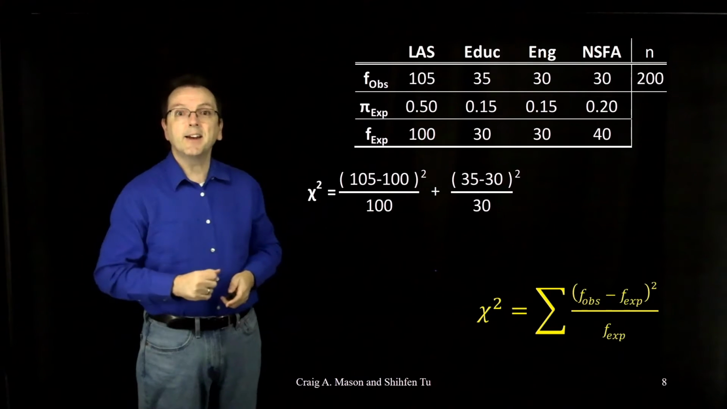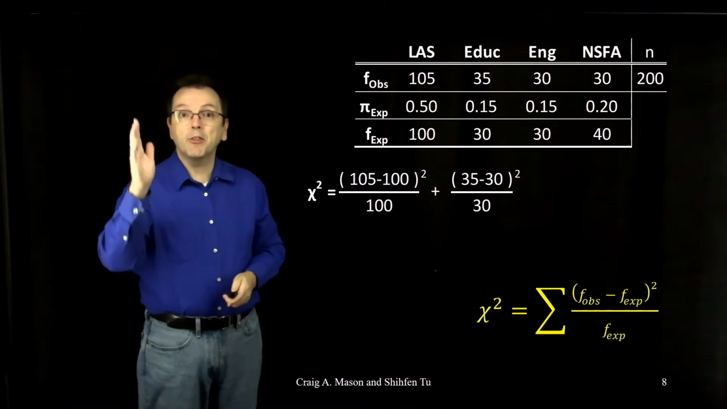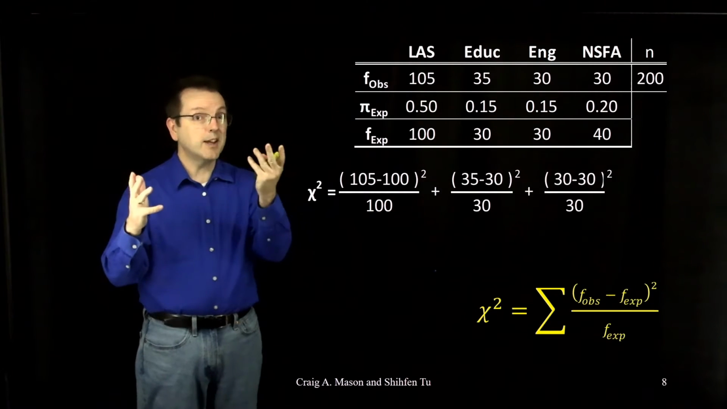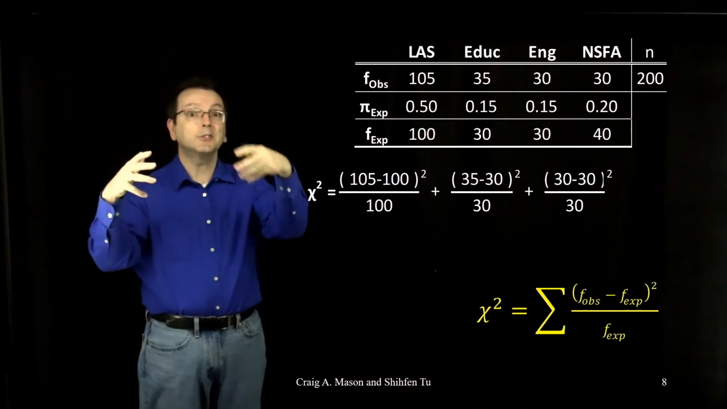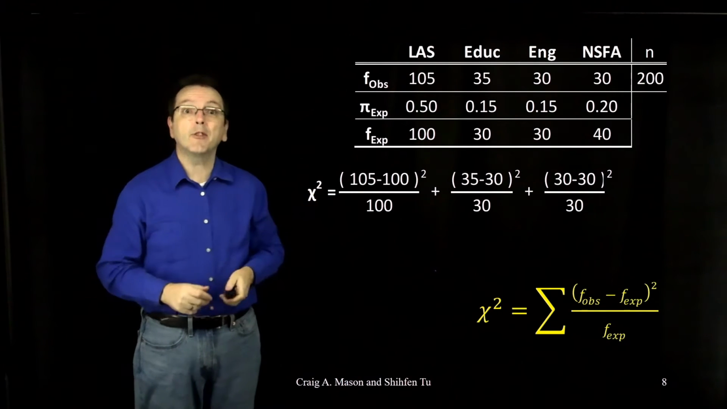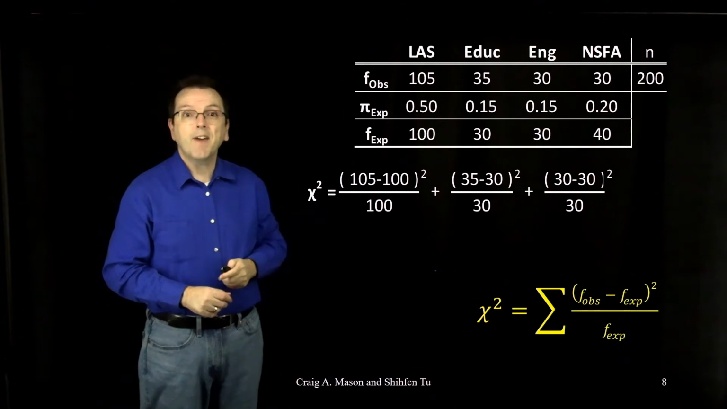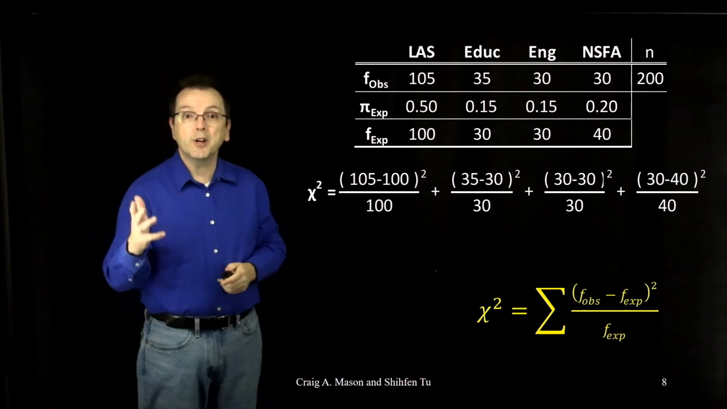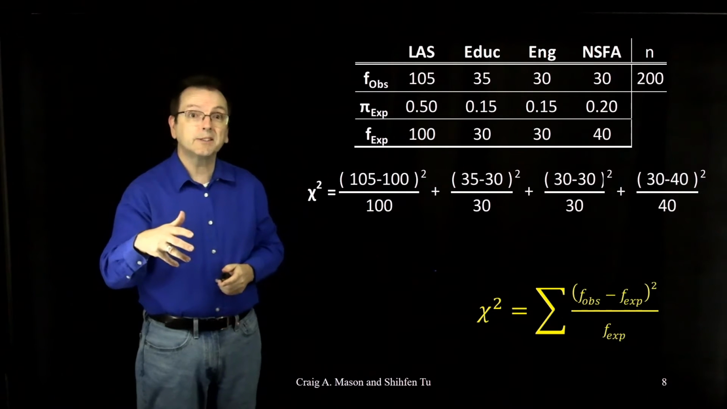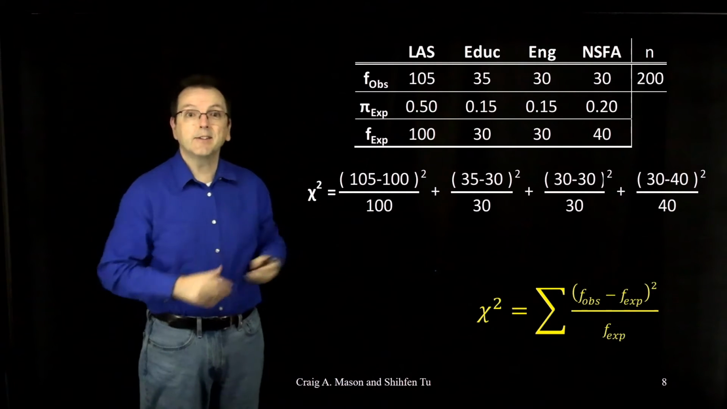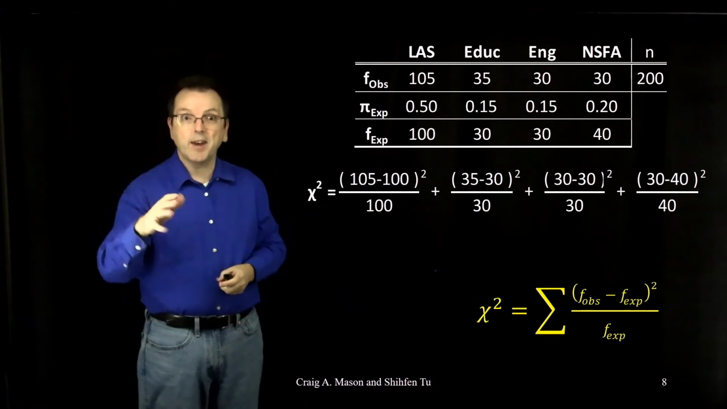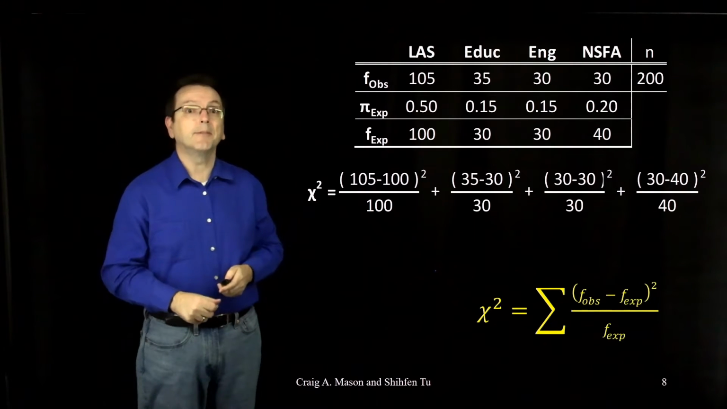We then add in engineering. That would be 30 observed minus 30 expected, that difference squared, all divided by 30 expected. And finally, we add in the NSFA group. That would be 30 observed minus 40 expected, that difference squared, all divided by the 40 expected.